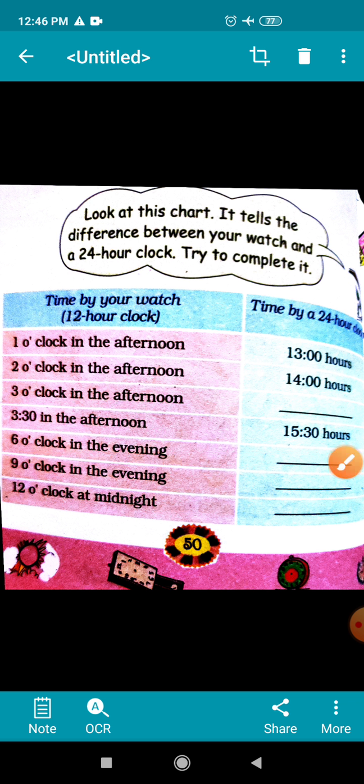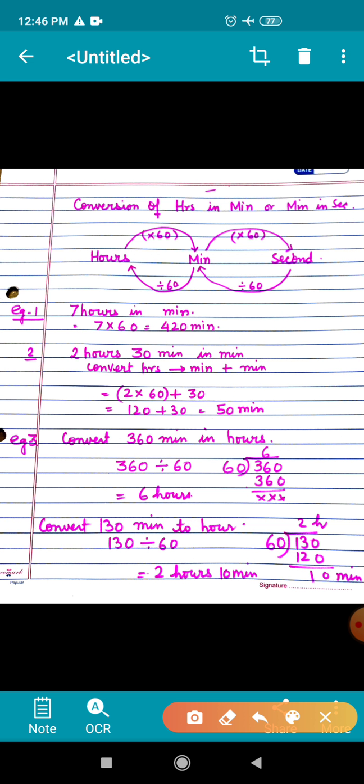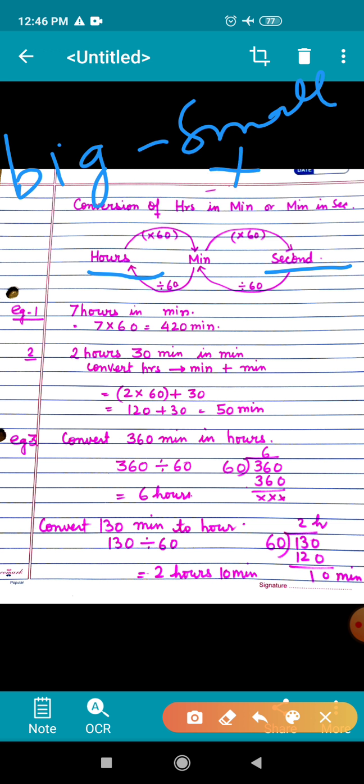Now we will learn how we can convert hours in minutes or minutes in seconds, or vice versa. Children, as you all know, hour is a big unit of time and second is the smallest unit of time. To convert a big unit into a small unit, you always multiply, and multiply by 60, because 1 hour has 60 minutes and 1 minute has 60 seconds.